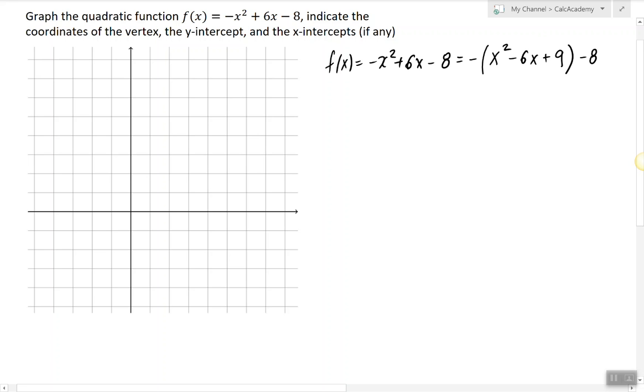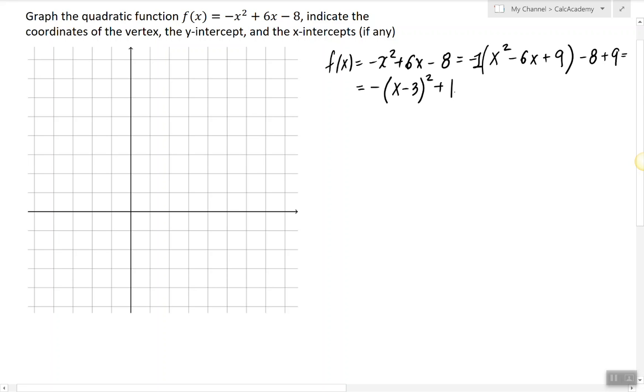However, outside of the parentheses, I'm altogether adding -9. So to compensate for it, I have to add 9 again. So the same function written in vertex form looks like this: -(x - 3) squared plus 1.